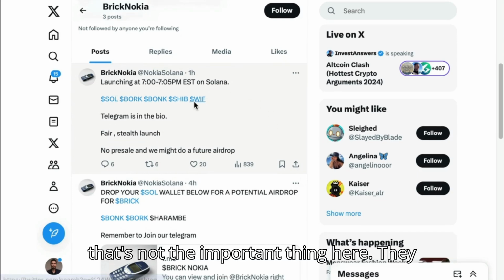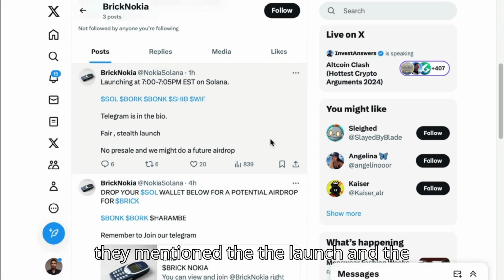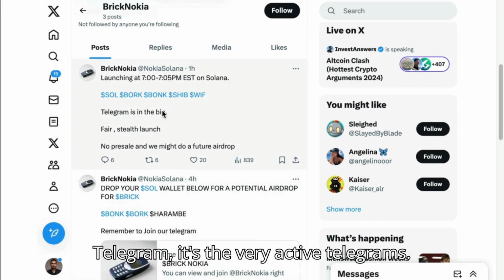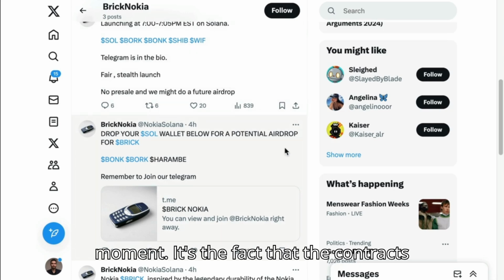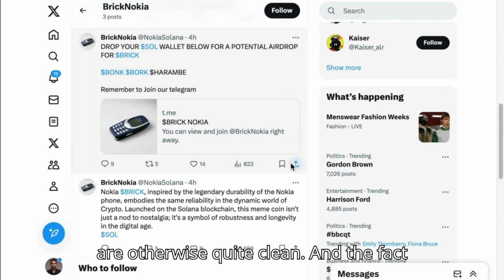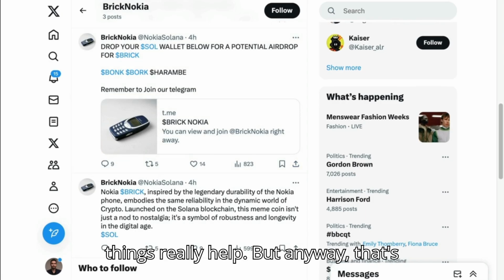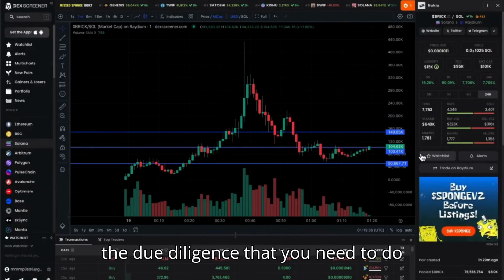Because that's not the important thing here. They mentioned the launch and the Telegram. It's the very active Telegrams. It's the fact that it's trending at the moment. It's the fact that the contracts are otherwise quite clean. And the fact that they have the socials. All of these things really help. But anyway, that's the due diligence that you need to do.